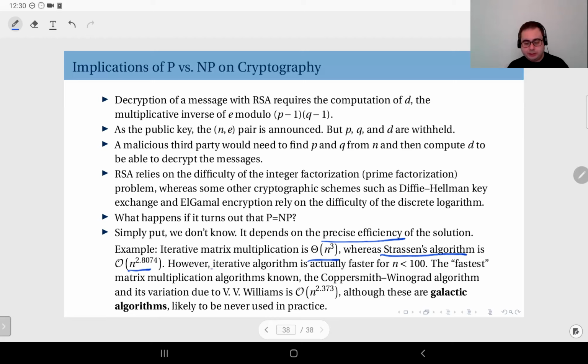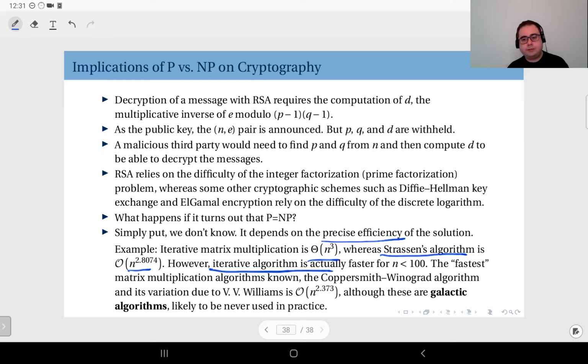However, the iterative algorithm is actually faster for n smaller than 100. So if your matrices are smaller than 100 by 100, then it's not really better to use Strassen's algorithm. So it's in a better class. So asymptotically, Strassen's algorithm is better. But if the input size is small enough, it doesn't perform better than the iterative algorithm.